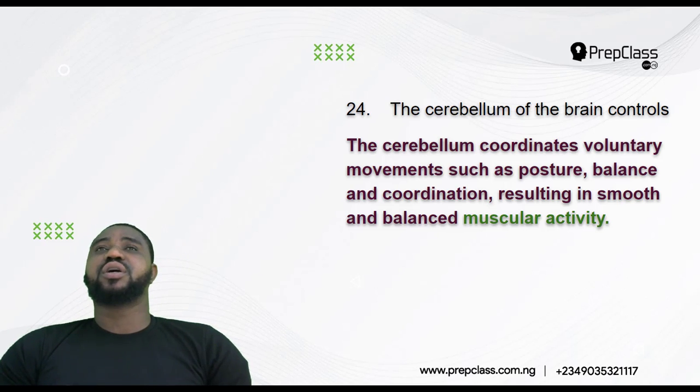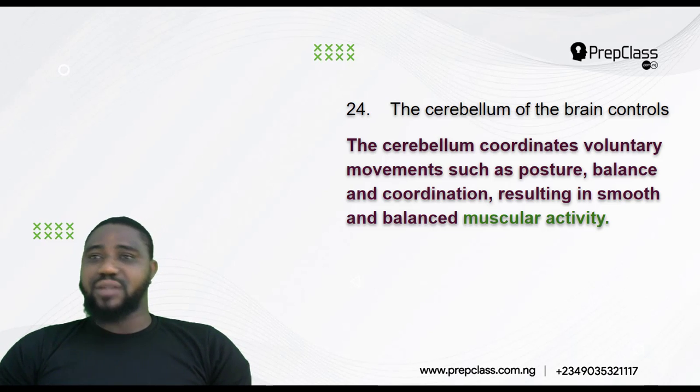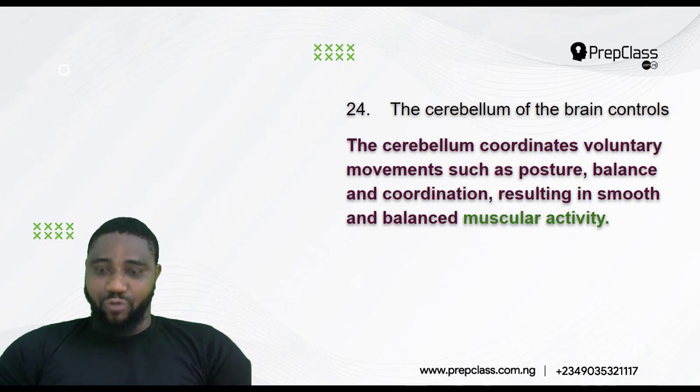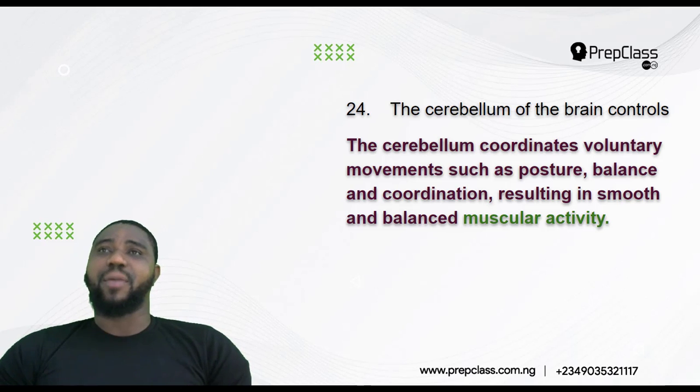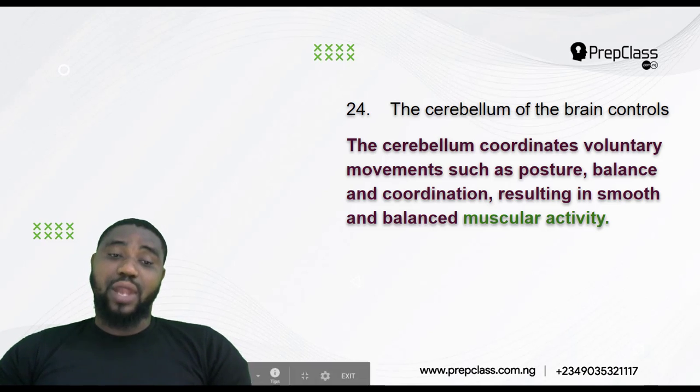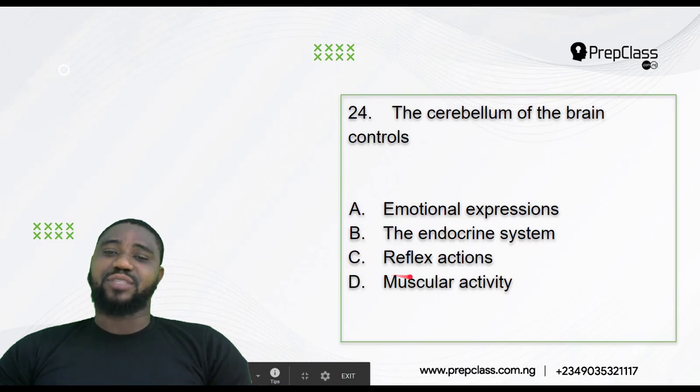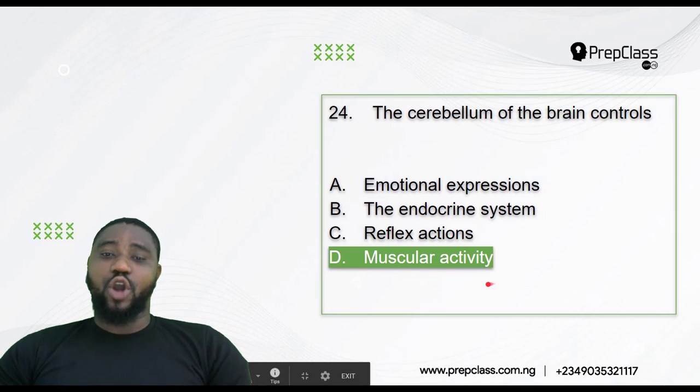So the cerebellum is responsible for coordination, the ability for you to walk normally without staggering like a drunkard, the ability for your muscles to contract well, to have good posture, balance, stand well, do things normally. It is controlled by the cerebellum. So because of that, the cerebellum controls muscular activity. So the answer is muscular activity, option D.